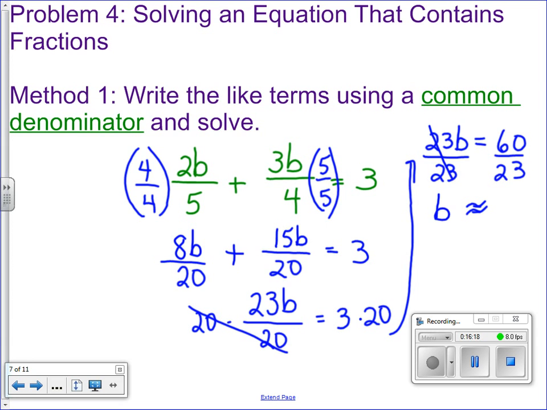And 60 divided by 23 is approximately 2.608. So to the nearest hundredth, there would be 2 and 61 hundredths for my answer. Now, the important thing to note here when you round off an answer is if you go back and check it in the original problem, taking 2 times 2.61 and dividing it by 5, and adding to that 3 times 2.61 and dividing it by 4, you will not get exactly 3. However, you should get very, very close to 3.